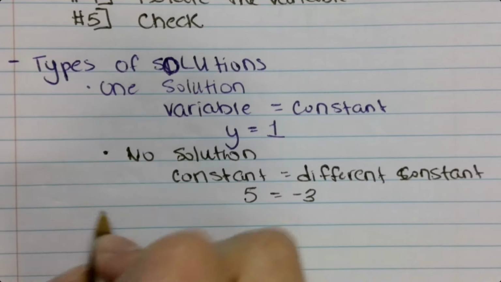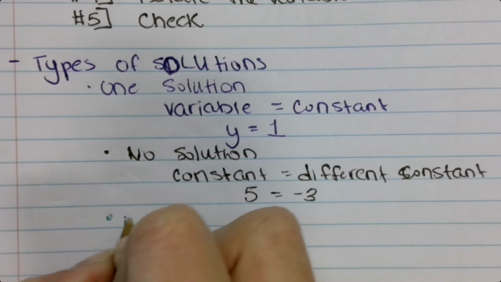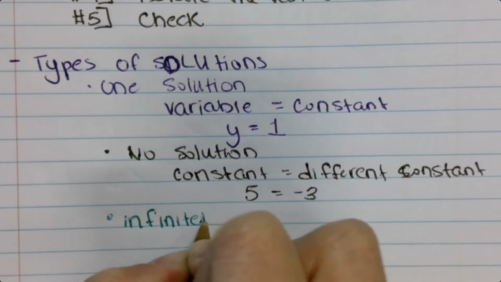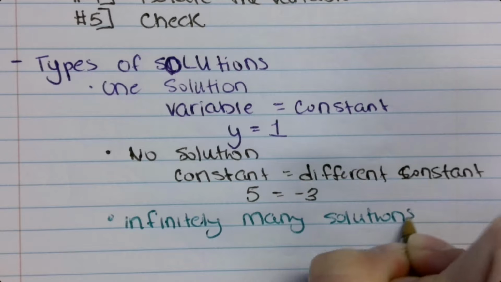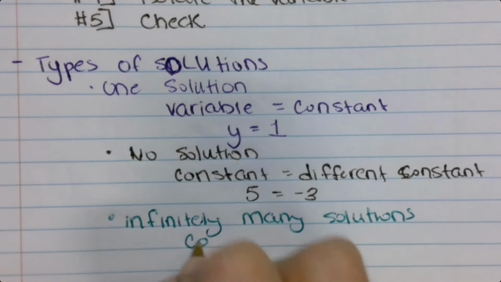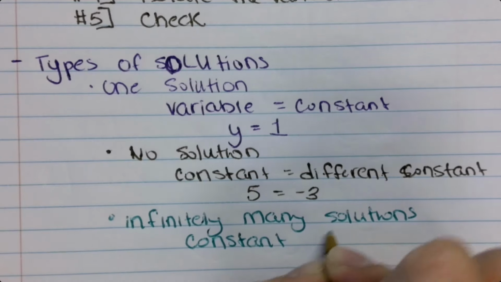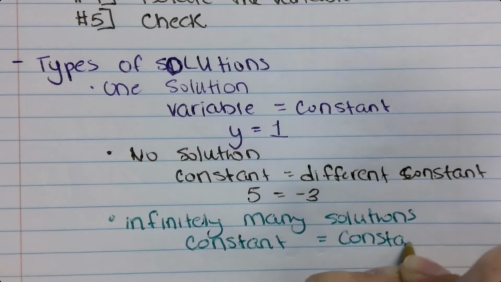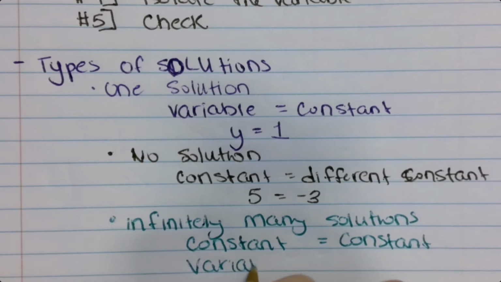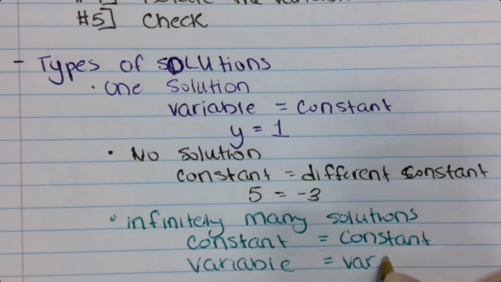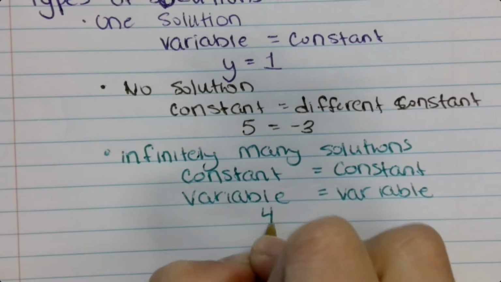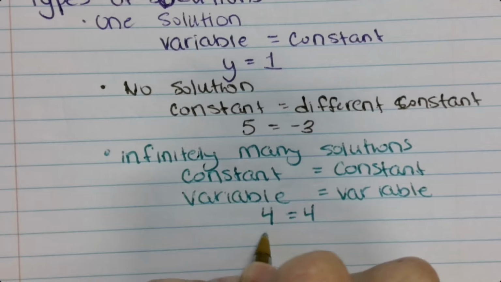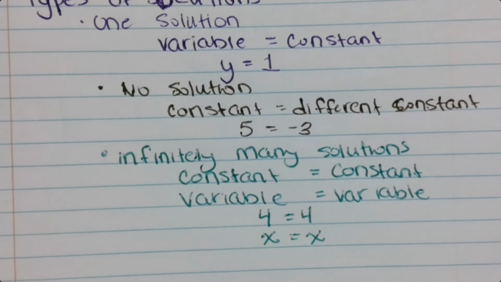The last one is infinitely many solutions. That means that you have a constant that equals the same constant, or you have a variable that equals the same variable. So what I mean by that is you have something like 4 equals 4, or something like x equals x. So that's the same number equaling the same number, or the same letter equaling the same letter.